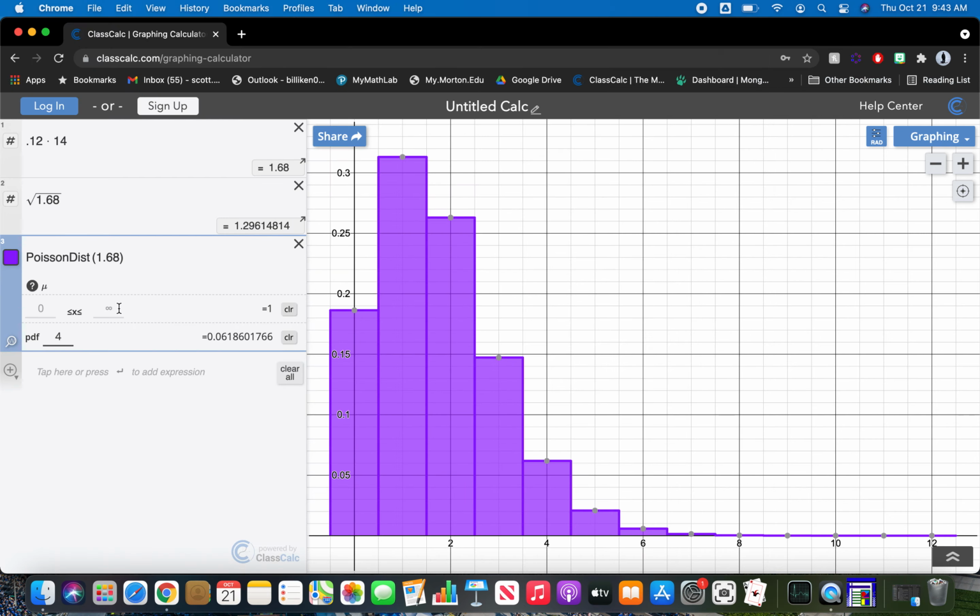So we're going to do x is less than or equal to 3. And notice that gives us all 4 bars, 0, 1, 2, and 3, that are less than 4. And it gives us a probability of 0.9098. Okay.